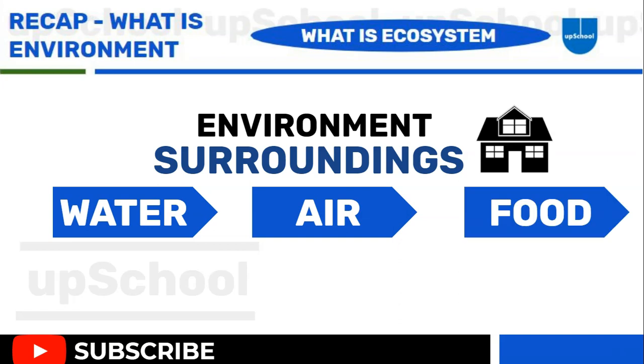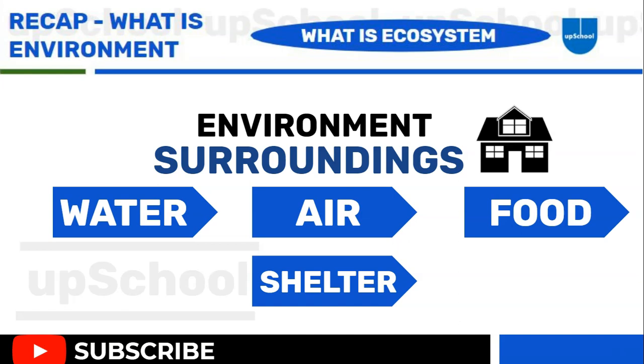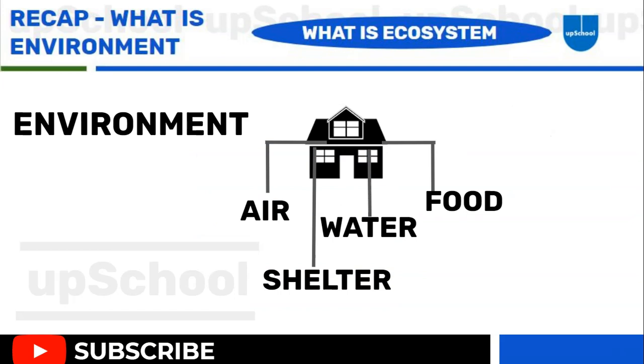The surroundings of your house contain food. In your refrigerator, there's food. And lastly, shelter. The surroundings of a house contain shelter. Your house is the shelter. So this is a very good diagram if you wanna understand what an environment is, and an example of what an environment would be at a high level.